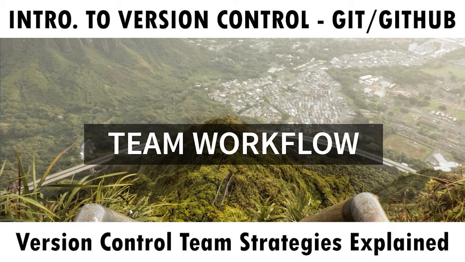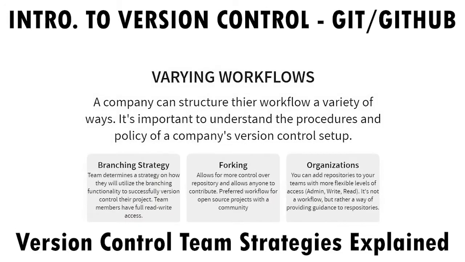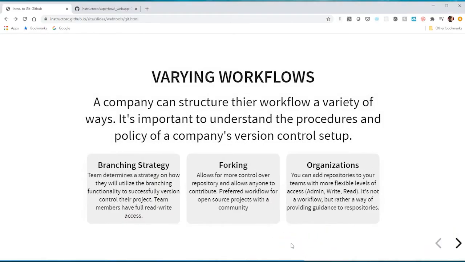All right, in this video, we're going to continue our conversation related to team workflow. In the last video, we talked about three different workflows or strategies for how to use version control within your organization or as a team. There's the branching strategy, there's the forking strategy, and then there's this idea of creating an organization so that you can administer read-write privileges to different folks who are working on a particular application. Let's spend this time talking about branching strategy, and then if we have time, we'll focus on forking.